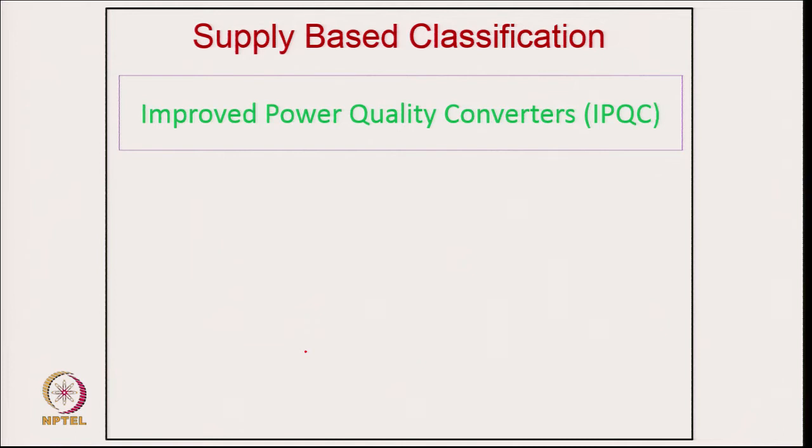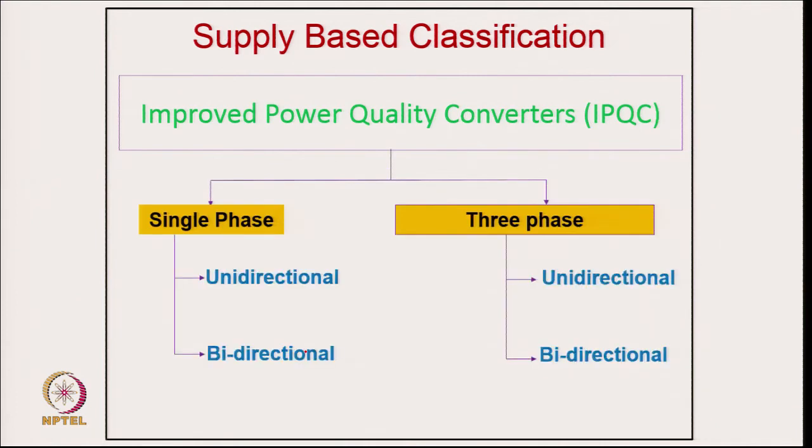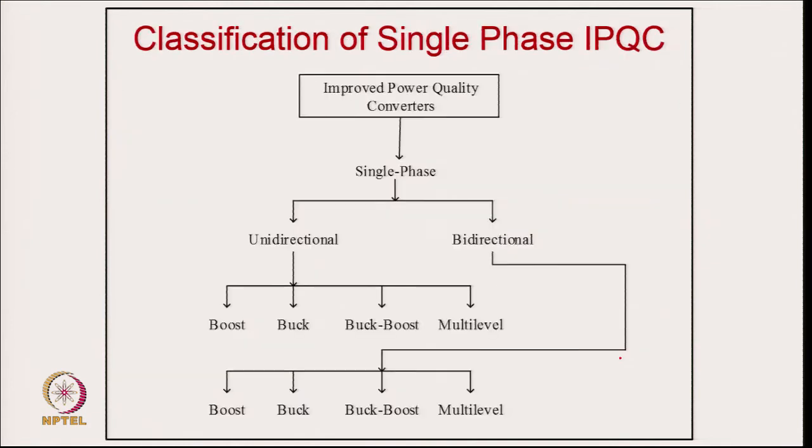Coming to a supply based classification of improved power quality converters, it can be single phase or 3 phase, and we can have unidirectional power flow or bidirectional power flow in single phase, as well as in 3 phase also. And coming to a further classification of single phase, in unidirectional we have boost, buck boost and multi level, and in bidirectional of course we can have boost, buck boost and multi level. So, this is the classification, that single phase improved power quality converter can be divided into 8 categories.